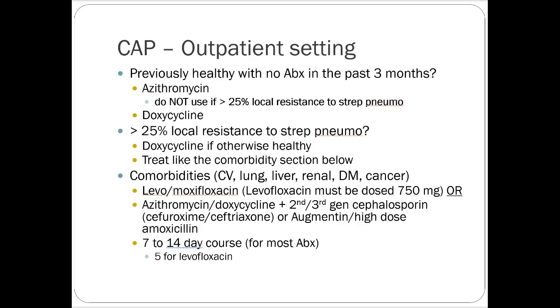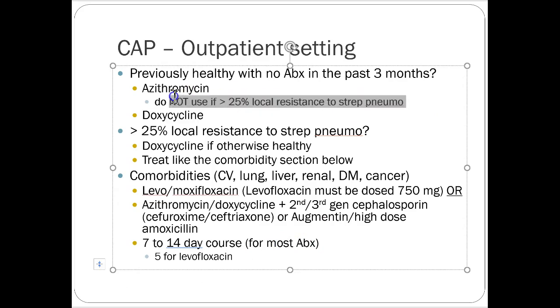All right, so this always gets people a little confused, but I would recommend just sitting down with it and breaking it down a little bit. Remember the core concept here with community-acquired pneumonia: strep pneumo, atypical pathogens. So going through the guidelines, if somebody is previously healthy with no antibiotics in the past 3 months, you can use azithromycin, but the big caveat here, and I say this with exclamation marks and bolding.